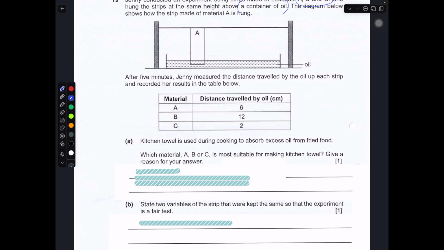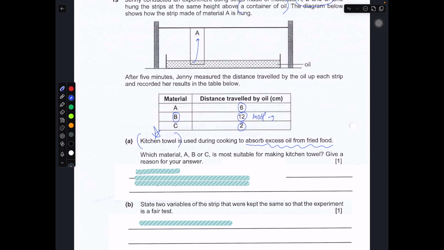For A it went up 6 cm, for B it went up 12 cm, for C it went up 2 cm. Kitchen towel: now you have a material that's used to absorb excess oil from fried food. So it's trying to tell you the material that I'm going to choose between A, B, and C to make the kitchen towel is going to do this function, absorb excess oil from fried food. Which of the materials is the most suitable? It must be B, because over here it travels up the most.